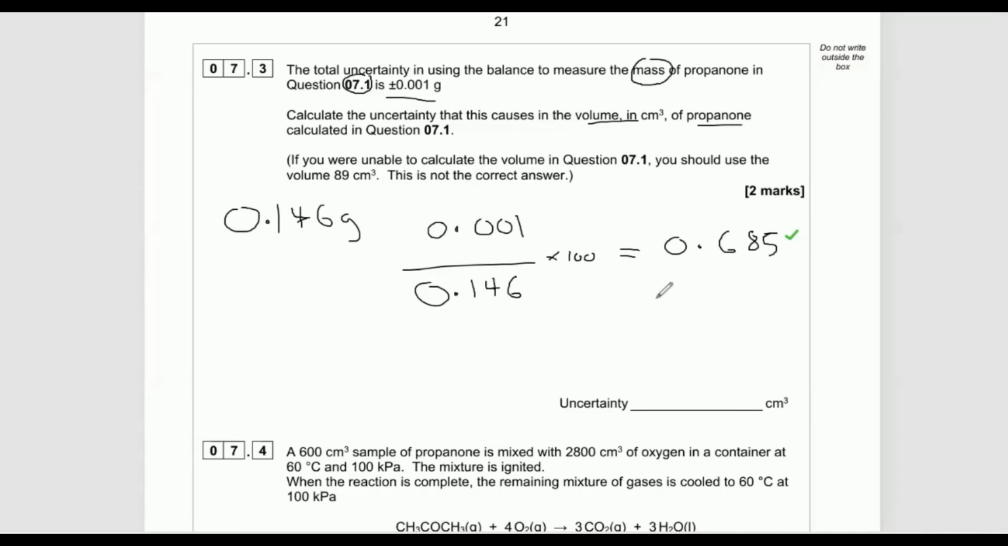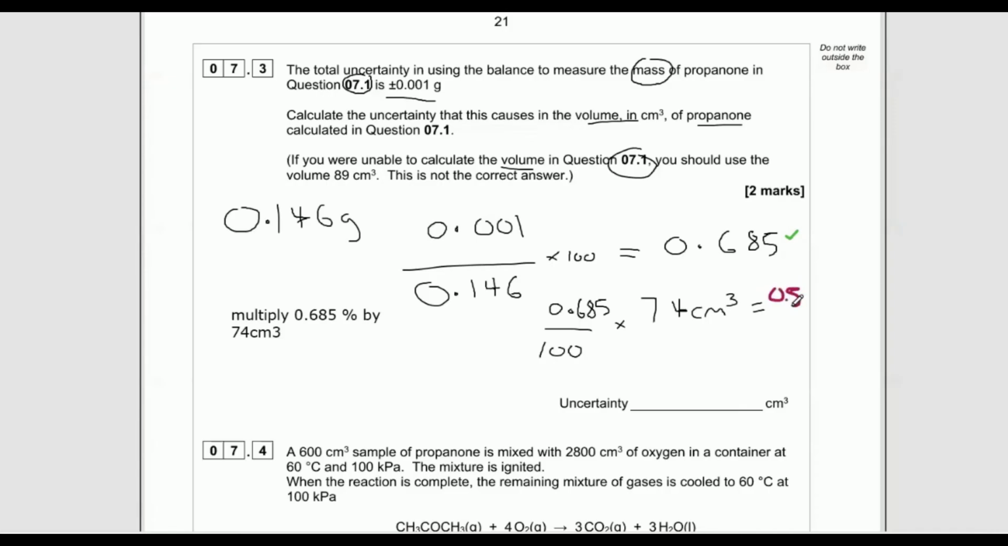But we've got another bit to this, which is probably the bit that some people might mess up on. Our original volume was 74 centimeter cubed from 7.1 from the first question. That's the volume we calculated. Of course, you can use 89 centimeter cubed if you messed it up. Now we want to work out what the uncertainty is in that. So this 74 centimeters cubed is possibly going to be 0.685 percent out. So what I need to do is 0.685 divided by 100 times 74 centimeters cubed, and that'll get you the correct answer.